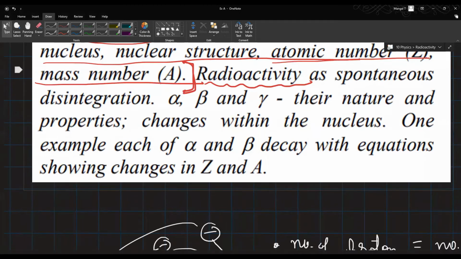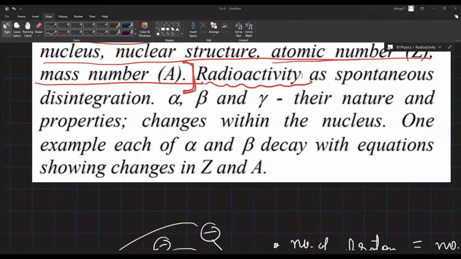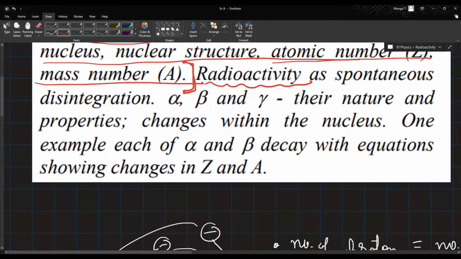Okay, so we have seen what is radioactivity, what is a radioactive substance. Now a radioactive substance gives out alpha, beta, gamma. I told you already. Now this word over here, it is spontaneous. Another word is disintegration. So remember this, the nucleus of an atom gives out alpha, gives out beta, and gives out gamma.